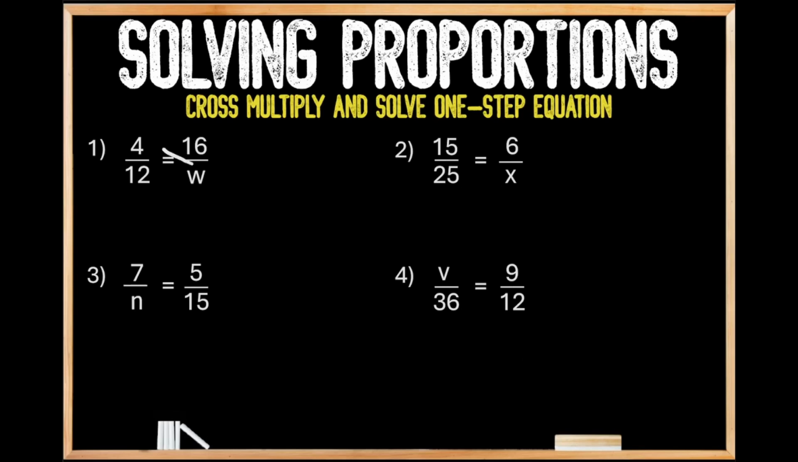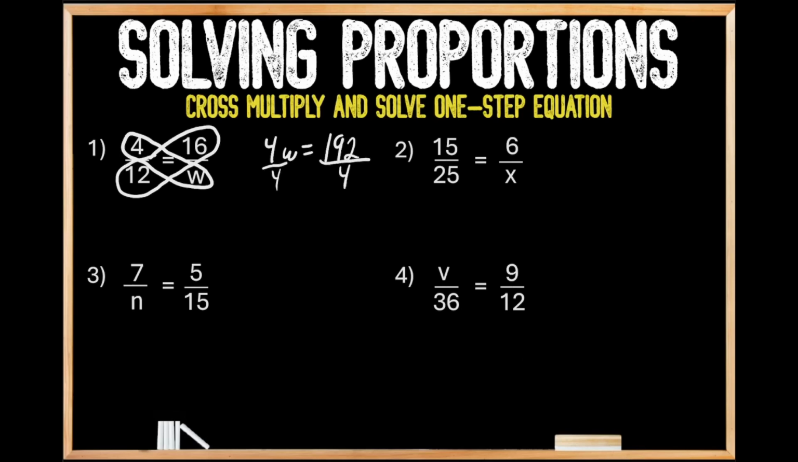So first we're going to multiply our 4 times w, which is going to give us 4w. Then we're going to put our equal sign and then we're going to cross multiply once again. But this time we're multiplying 12 times 16, which we know gives us 192, setting up the equation of 4w being equal to 192. And now that we've set up this one-step equation, we're going to isolate our variable of w by dividing both sides by 4.